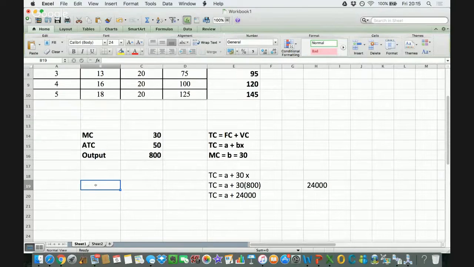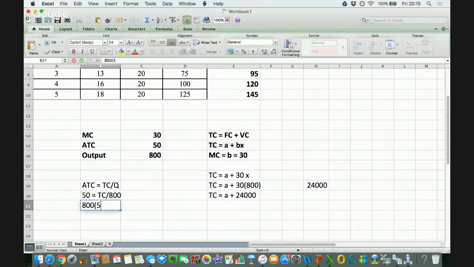So again, I'm going to do another formula here for average total cost. Average total cost is total cost divided by your output Q. And we are told that you have an average total cost of 50. Bear with me now. Average total cost is 50 equals a total cost we don't know divided by your quantity, which we do know is 800. And we just simply bring your 800 back over here. So it'll be 800 multiplied by your 50. And that'll equal your total cost. 800 by 50 is 40,000.